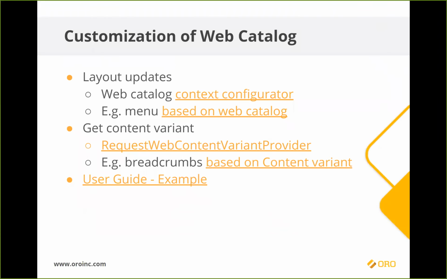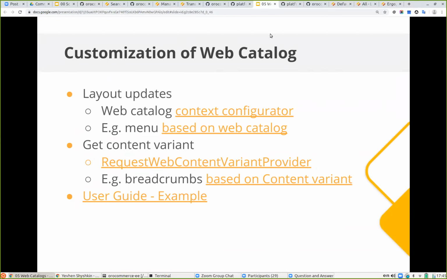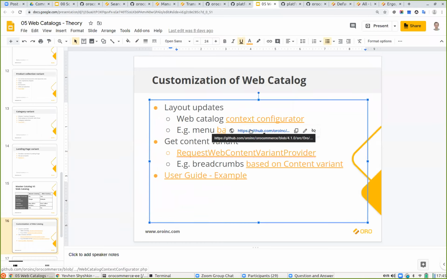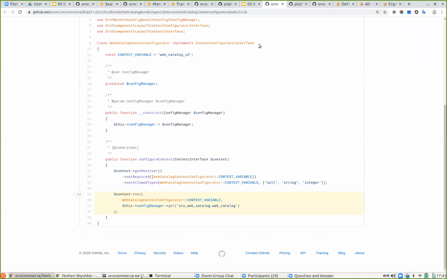Talking about the customization of web catalog, here we have a couple of tips and tricks which you as a developer can use to customize how your web catalogs look. We already talked a little bit about it yesterday, but let me remind you that we have a special web catalog context configurator, which always adds the ID of the current web catalog to the context. So you can simply create a new layout update with the condition web catalog ID equals X. In this case, your layout update will work only for a specific web catalog.